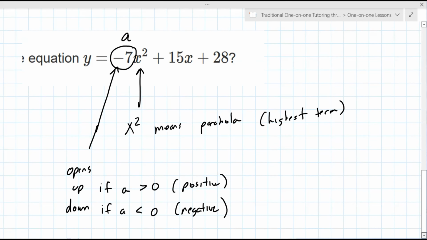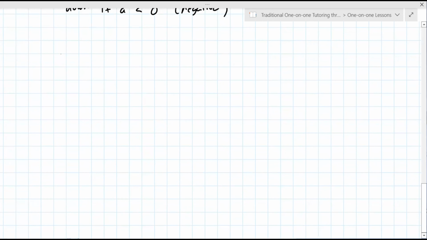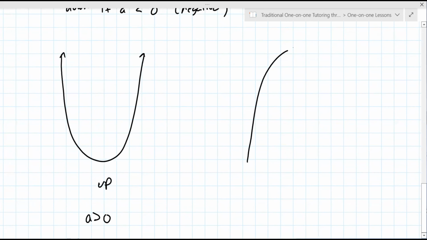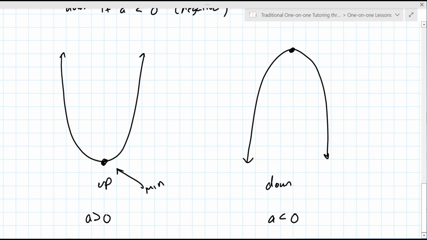So let's look at these again. These two parabolas. Here's the one that opens up. This is when A is greater than zero. And this is the one that opens down when A is less than zero. Okay. Now, if it's opening up, it has a min. We've already written this, but we're going to just do it again here. If it opens down, it has a max.